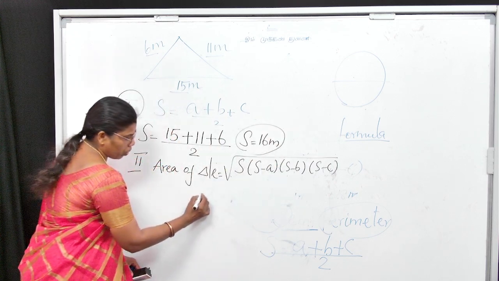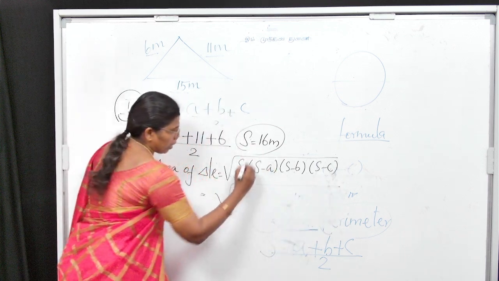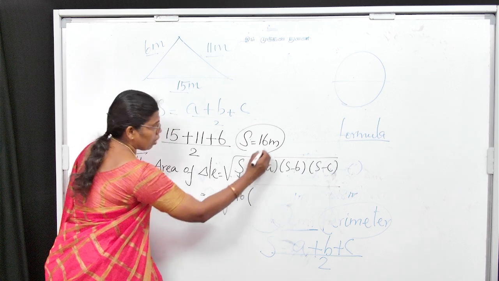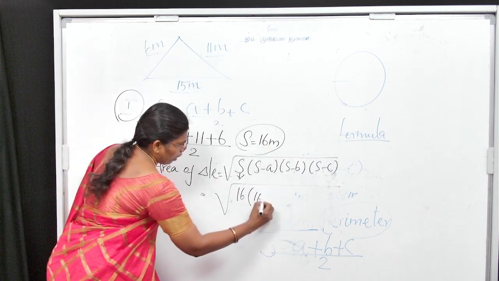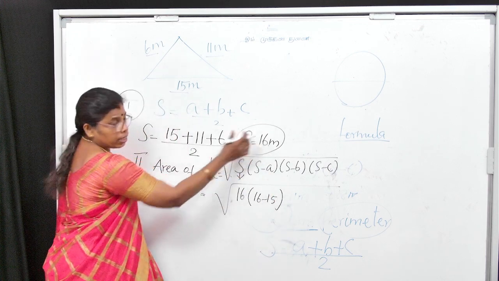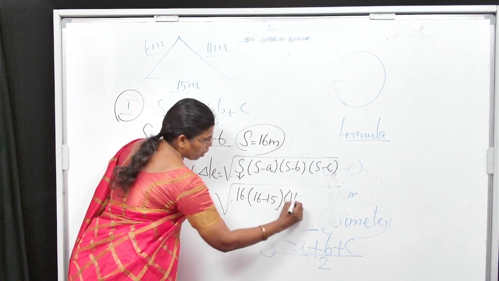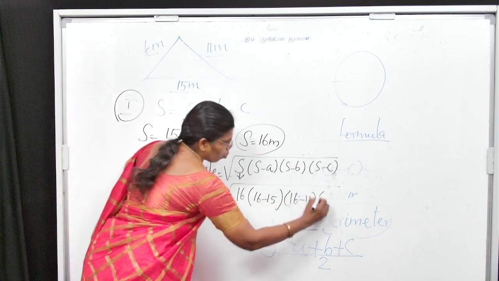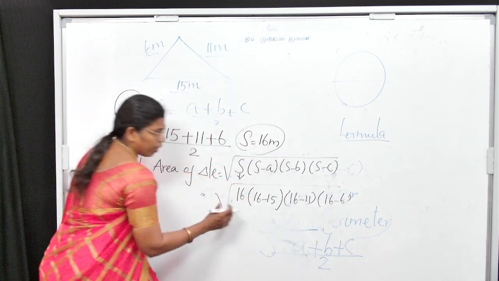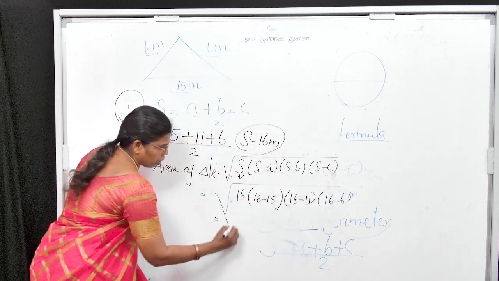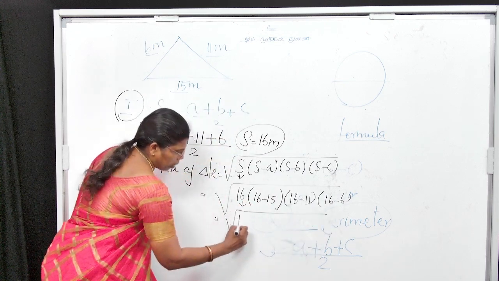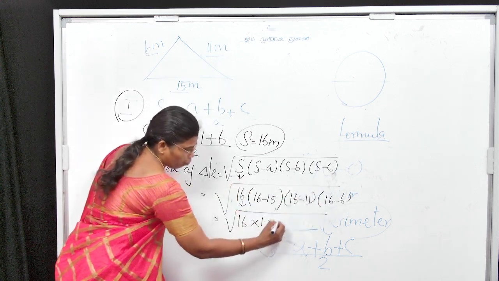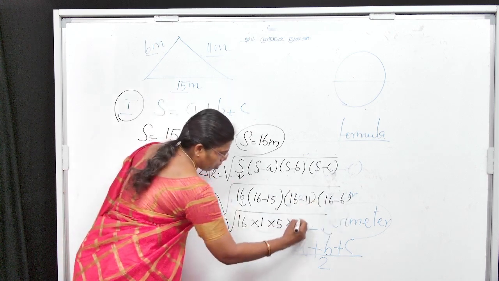Just substitute. So which is equal to square root of S, which is 16, so this is replaced by 16, bracket S minus A, so 16 minus 15, into S minus B. S is 16 and B is 11, so 16 minus 11. S minus C, S is 16 and C is 6, so 16 minus 6. Let me complete the bracket separately. So which is equal to, the 16 you write as it is. 16 minus 15, we know that is 1. 16 minus 11 is 5 and 16 minus 6 is 10.